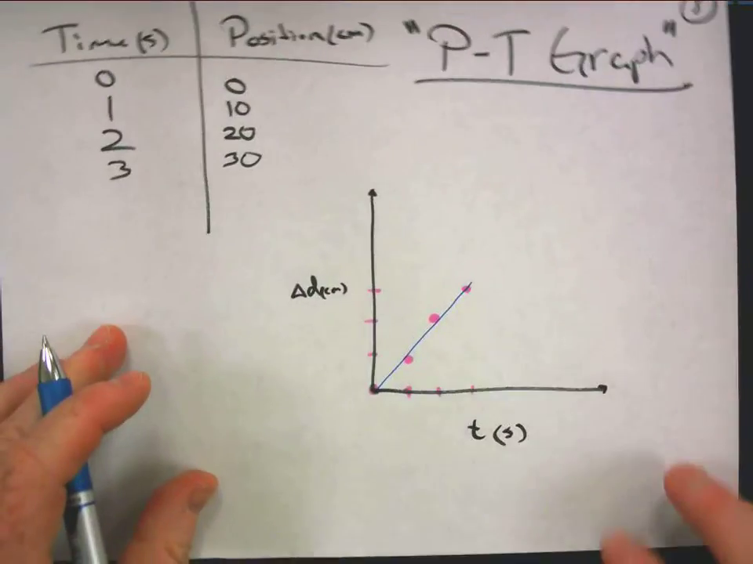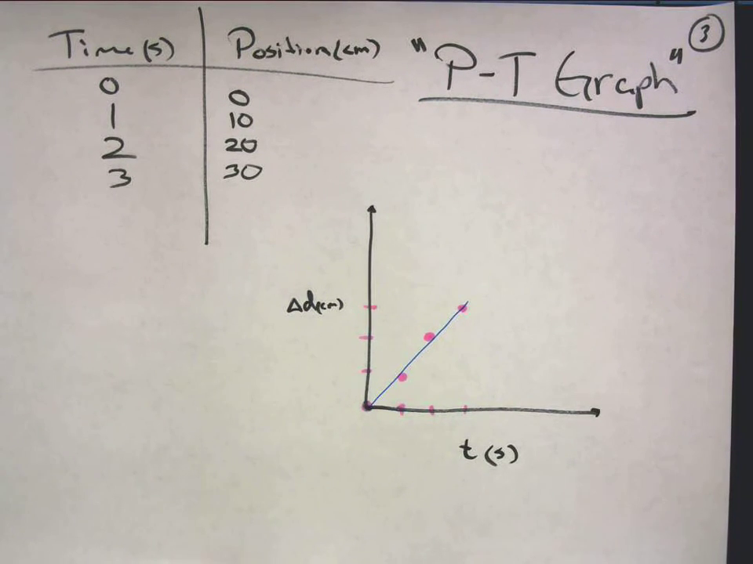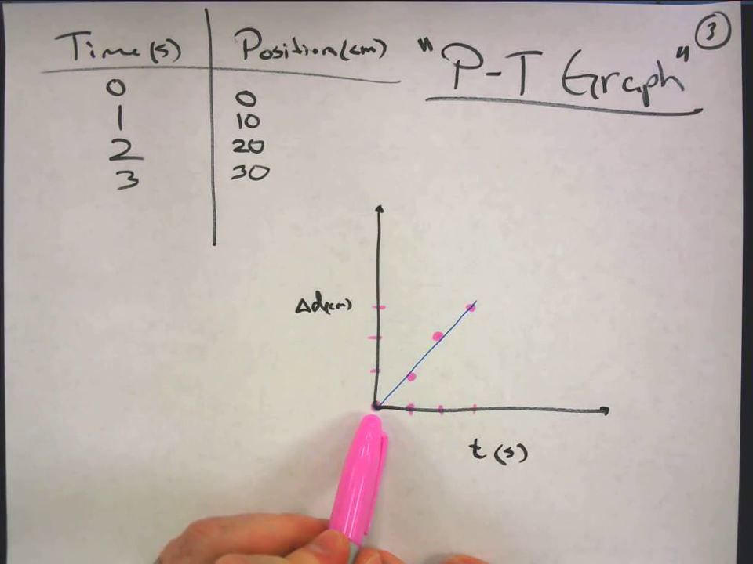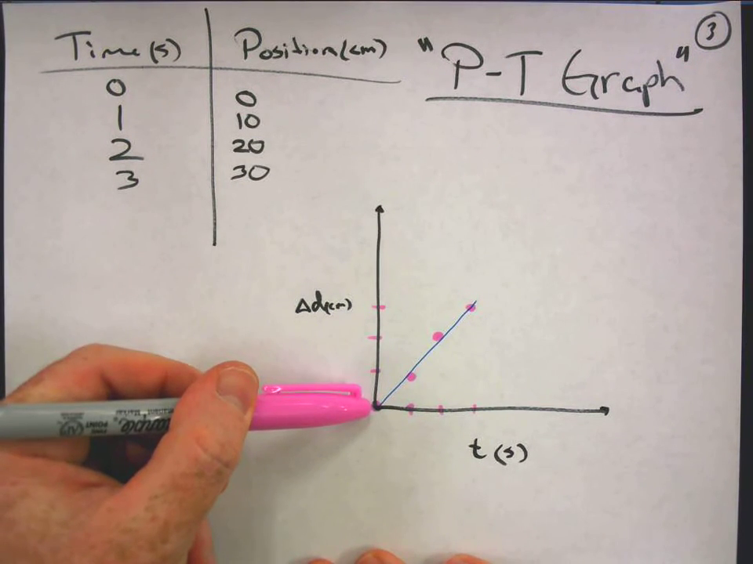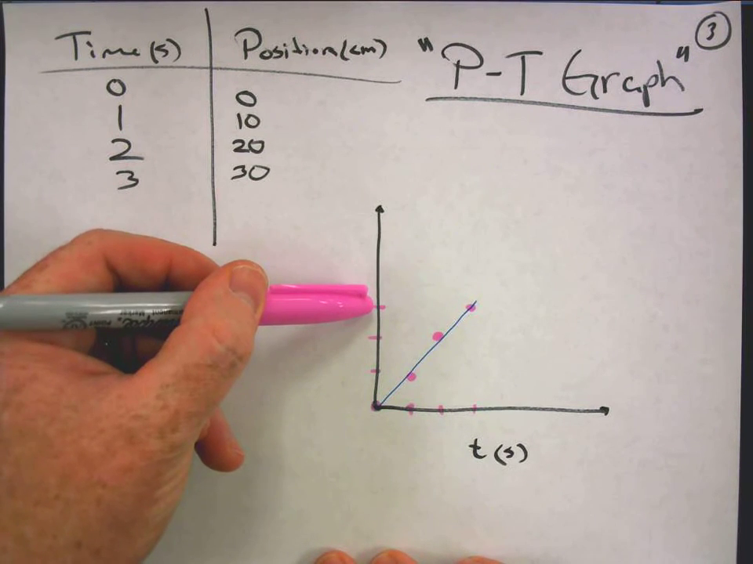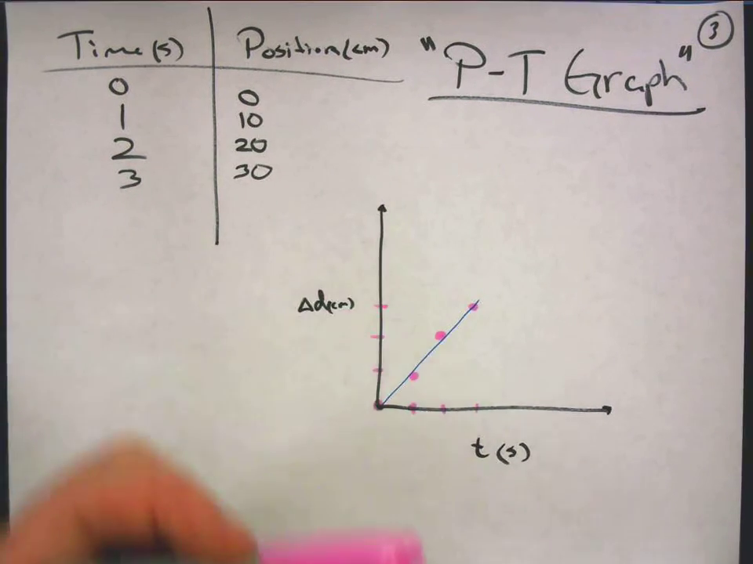But, okay. Cool. This is a position time graph of whatever this object is. I'm not really talking about Nemo anymore. Not necessarily. It could be any object. And it started at a position of 0. 3 seconds later, it was at a position of 30 centimeters, if we're counting by tens.